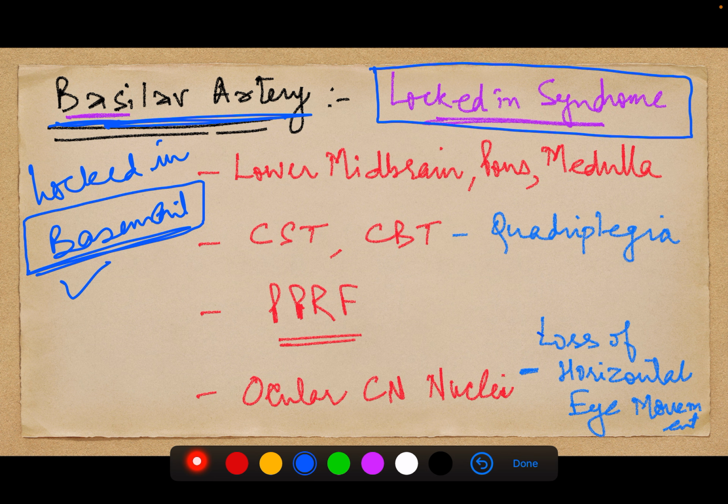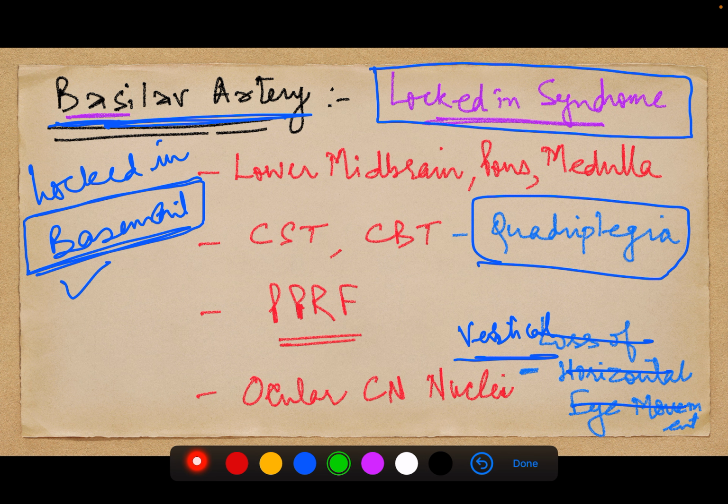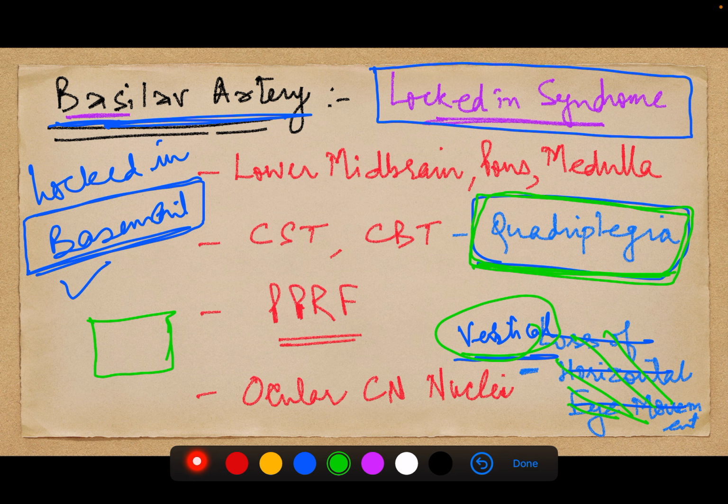So there will be loss of horizontal eye movement but presence of vertical eye movement. Vertical movement of the eye will be there, and because the person is locked in, not able to move anything, there will be quadriplegia. So easier to remember is quadriplegia. Just imagine a person locked in the basement, not able to move any limb, whether upper or lower, quadriplegia, and looking upward for any kind of help. So there will be vertical movement of the eye, but loss of horizontal eye movement. So that's the basilar artery. That's all. Thanks.